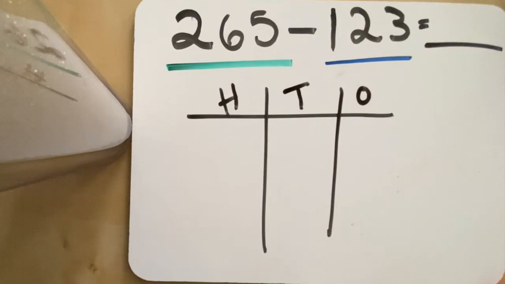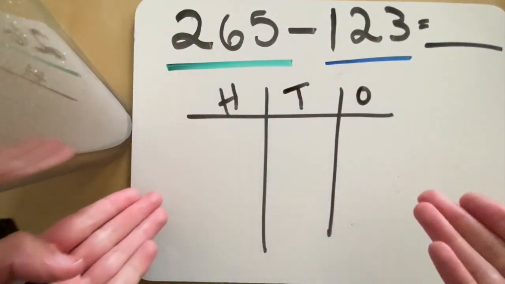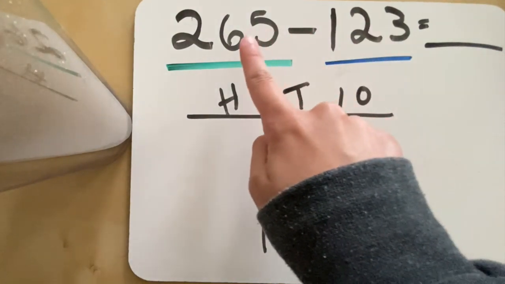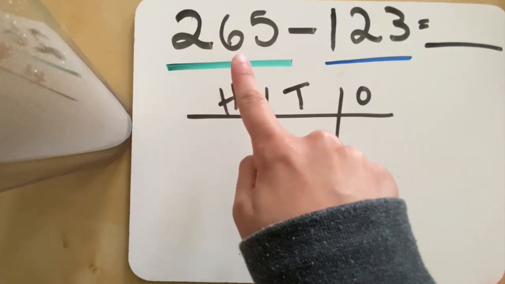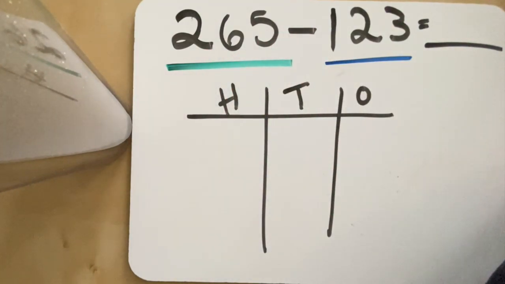Alright guys, so it's time to subtract with our HTO chart. First things first, make sure you have a lovely HTO chart drawn here. Then make sure that you plug in the very first number you see. So this number, for example, will be 265. So I'm just going to plug this in here.